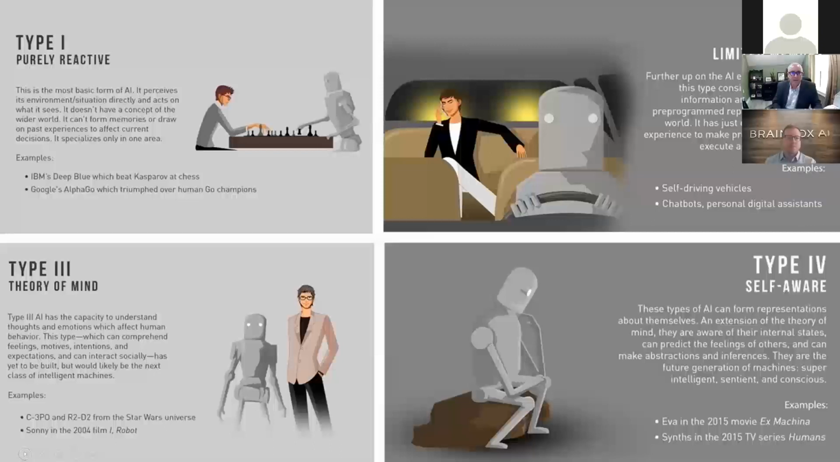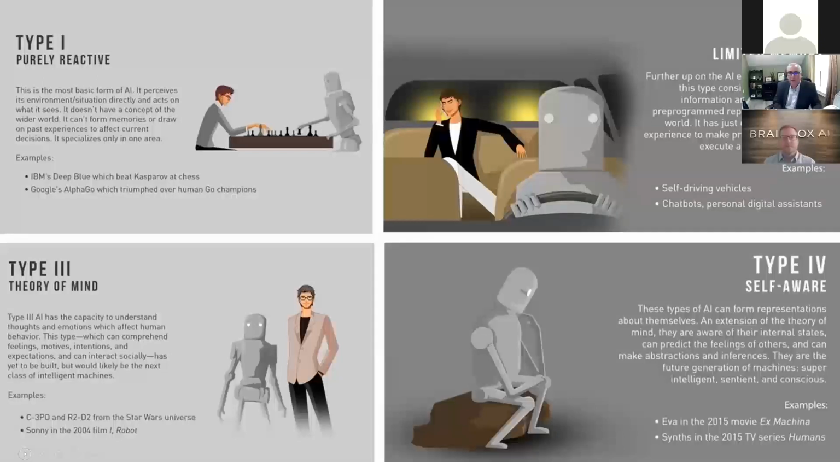A good example would be IBM's supercomputer Deep Blue in its beating of Garry Kasparov. That was a huge milestone. Other examples may be spam filters, or maybe a Hulu or Netflix movie recommendation. That's all using type 1, purely reactive AI. It's trained to do a particular task and it does it very well.